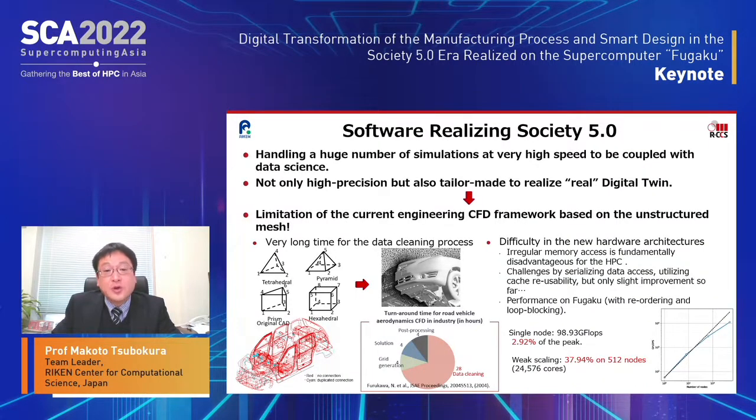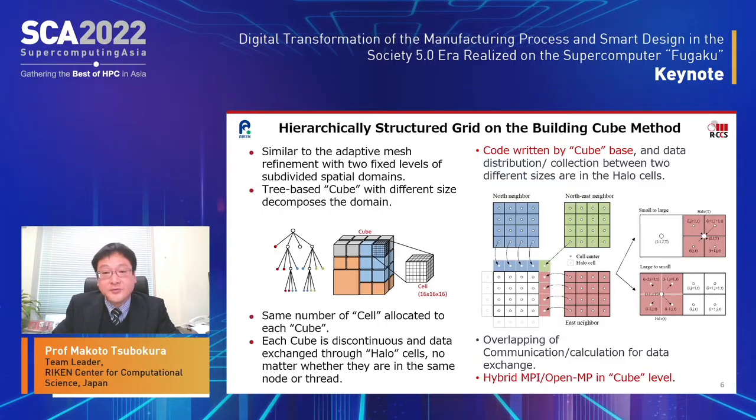There are various ways to improve calculation efficiency by serializing data access or utilizing cache reusability, but it tends to be memory access bound. In our team, we also develop and support the unstructured CFD framework called FrontFlow/red. After some tuning of the unstructured software on Fugaku, its single node performance is still less than 3%, and its parallel performance in weak scaling is about 40% on only 512 nodes. From these results, we can say that there are still many challenges ahead for this framework.